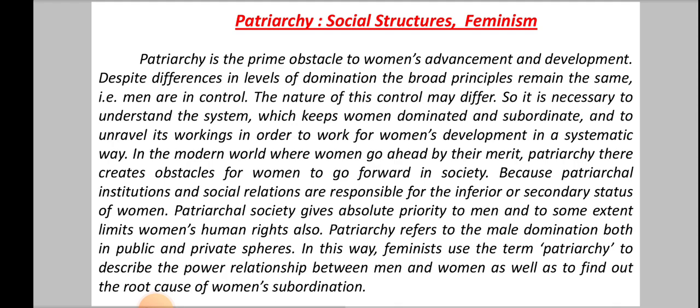In the modern world, where women go ahead by their merit, patriarchy creates obstacles for women to go forward in society. Because patriarchal institutions and social relations are responsible for the inferior or secondary status of women, patriarchal society gives absolute priority to men and to some extent limits women's human rights also. Patriarchy refers to the male domination both in public and private spheres. In this way, feminists use the term patriarchy to describe the power relationship between men and women, as well as to find out the root cause of women's subordination.